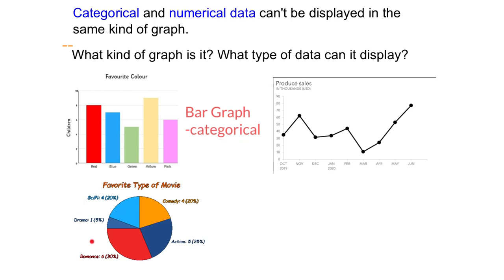This, of course, is a pie chart, also called a pie graph or a circle graph. And if you look at this, it might be a little confusing because you see numbers. You might think this is numerical data. However, what are we measuring? We're measuring not the numbers themselves. We're looking at how many people liked each genre of movie.